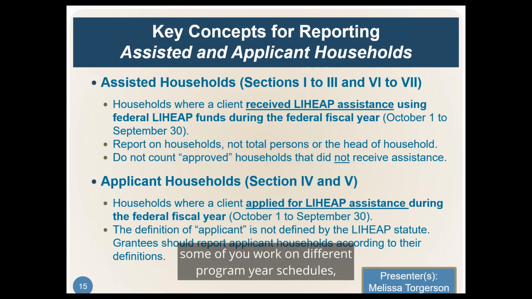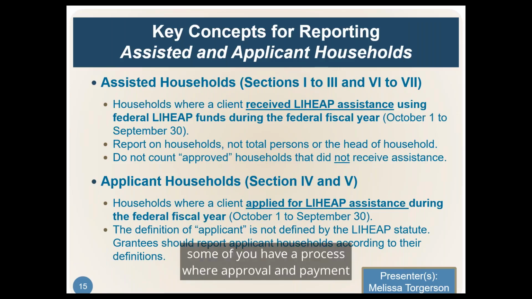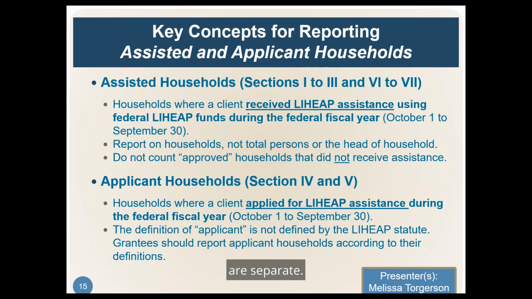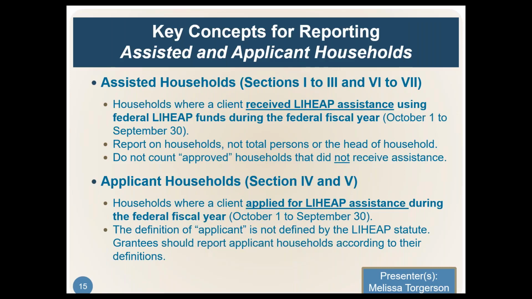Some of you work on different program year schedules. Some of you may approve someone but not pay them until the next year. Some of you have a process where approval and payment are separate. We're not looking at who was approved for a benefit. We're looking at who actually received a benefit within that time frame, October 1 to September 30th, regardless of when your own program year is.